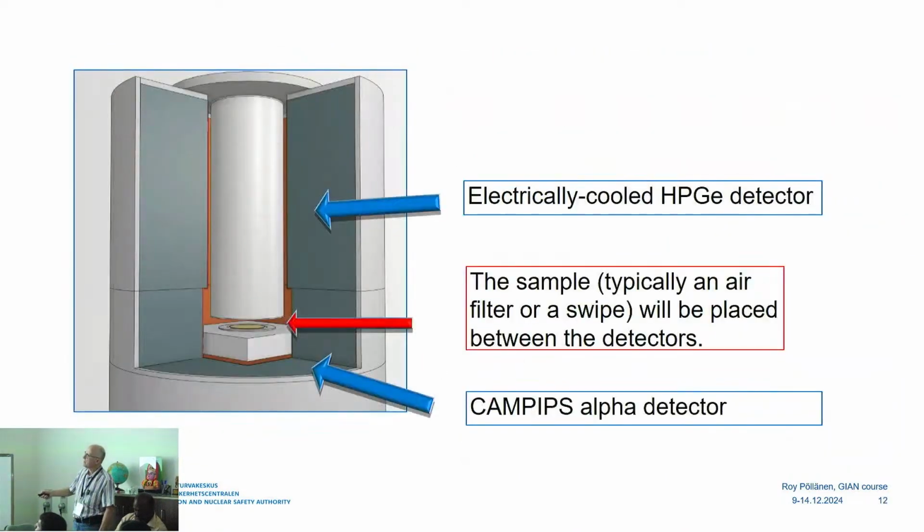Let's look at the detailed picture. So this is lead shield, this one, gray one. This is electrically cooled gamma detector. This is alpha detector, and we substitute the sample between these two. This alpha detector is so-called CAMBIPS, which can be used in normal air pressure.